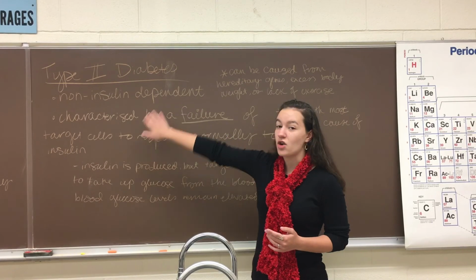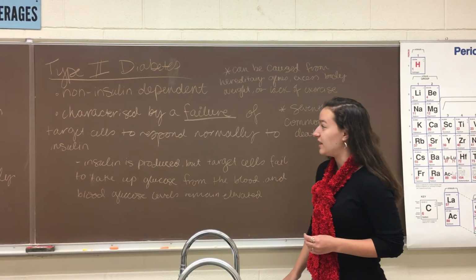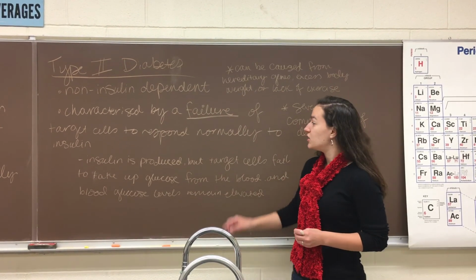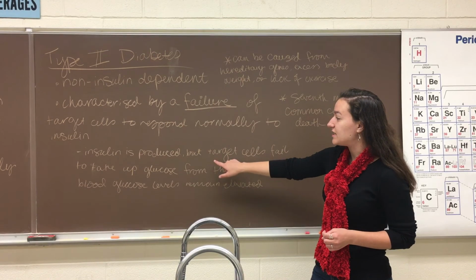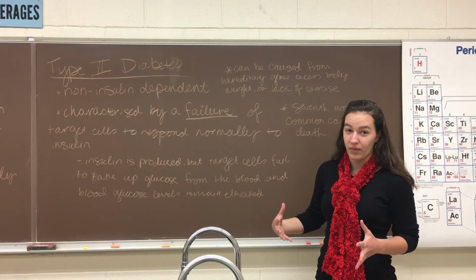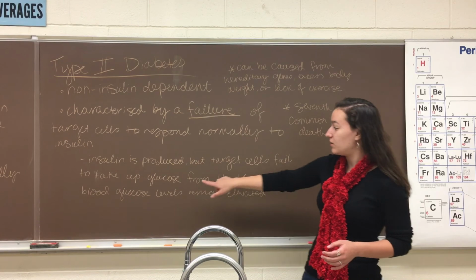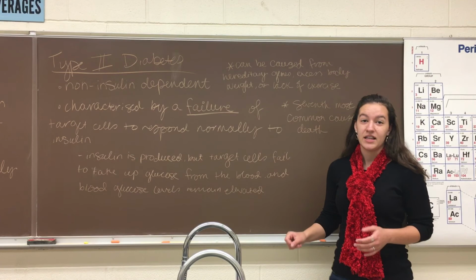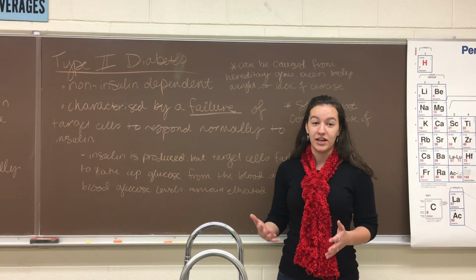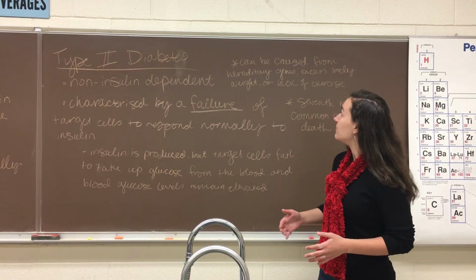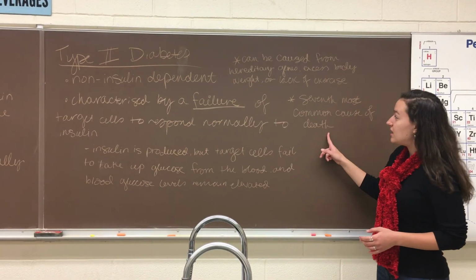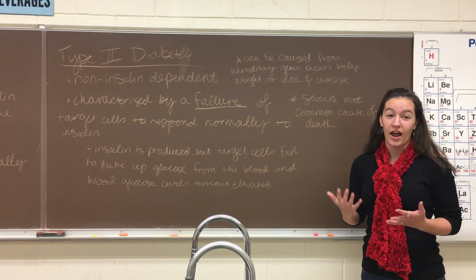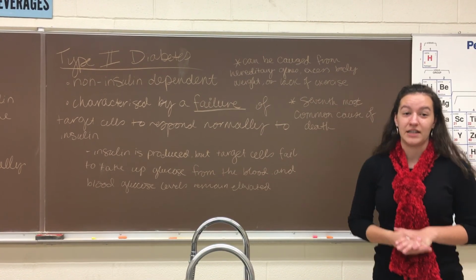Type 2 is a non-insulin dependent diabetes. It is characterized by a failure of target cells to respond to normal insulin. Insulin is produced, so we have insulin in our body, but target cells fail to take up glucose from the blood, leaving blood glucose levels to remain elevated. This is characterized by high blood sugar. It can be very dangerous to people who have type 2 diabetes. Now, type 2 diabetes is also known to be the 7th most common cause of death in the United States. So if we're not healthy, it can be very, very detrimental.